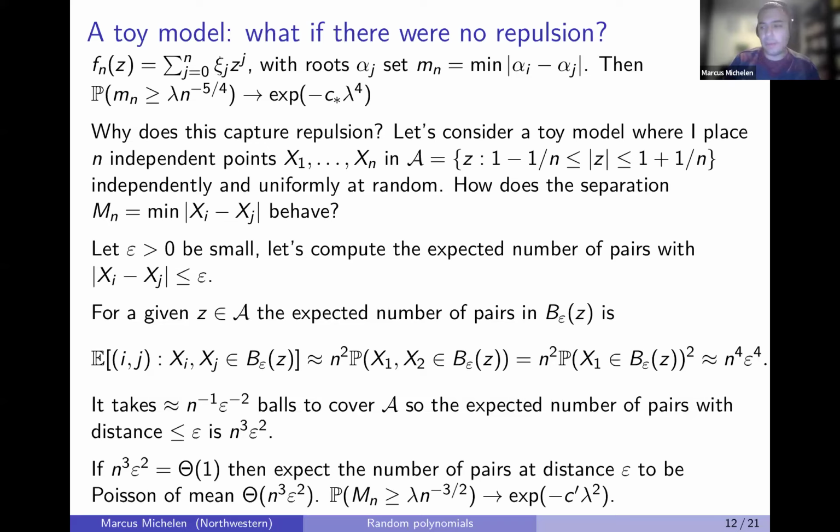I'll pause again and ask if anyone has any questions. So in this approximation, epsilon's chosen after n, is it? Yes, epsilon is going to be a function of n. Epsilon is going to end up being like n to the negative 3/2.